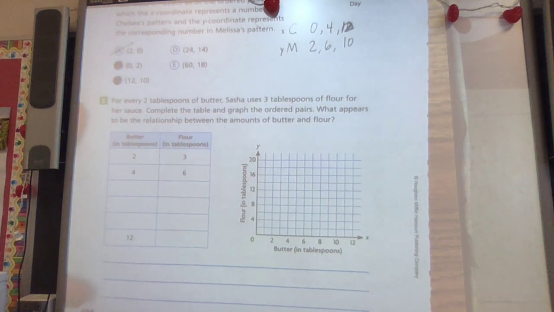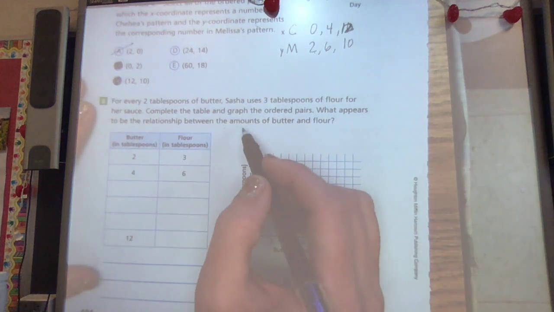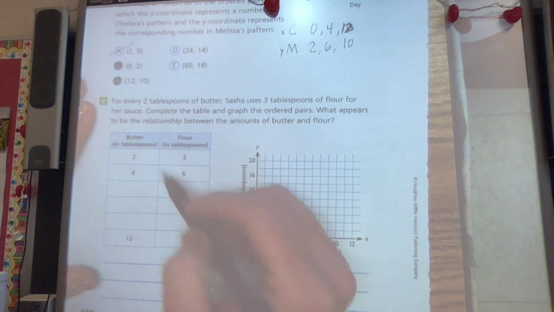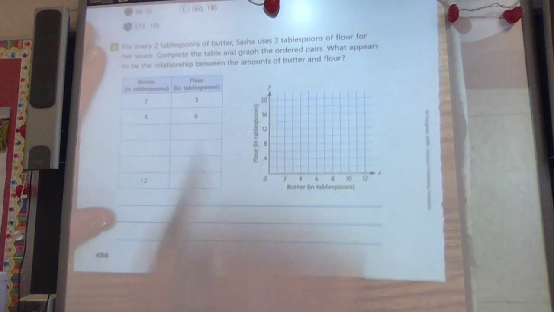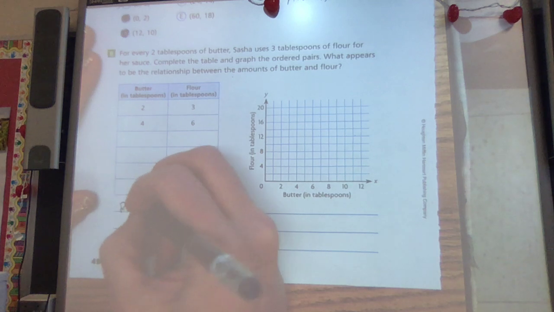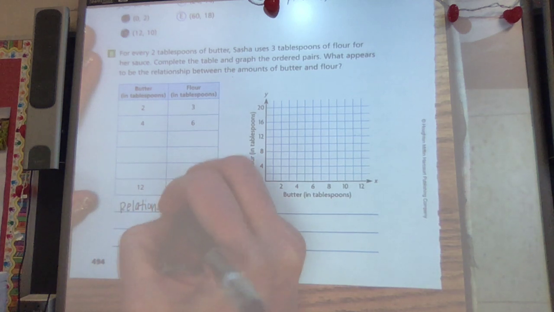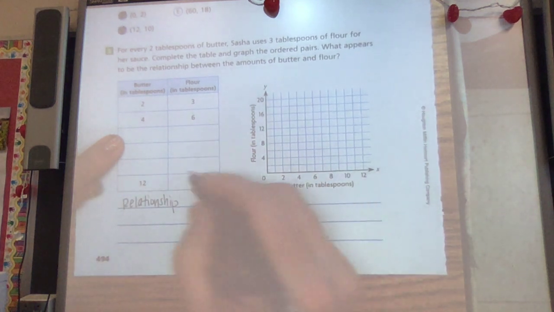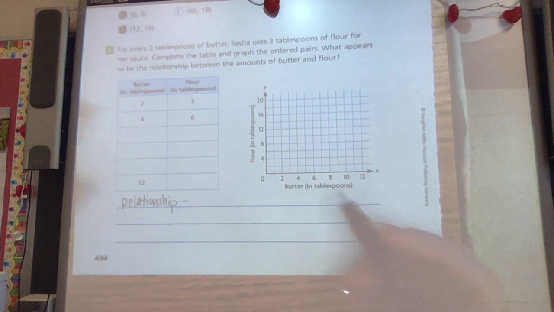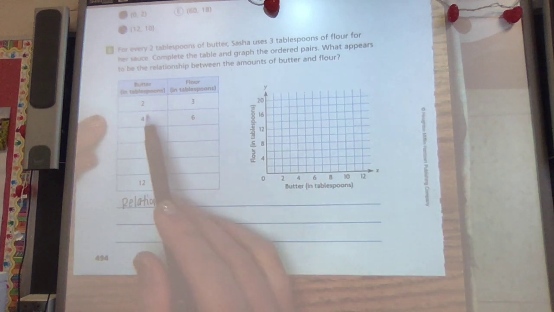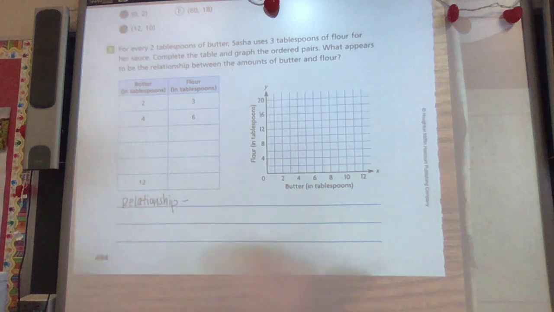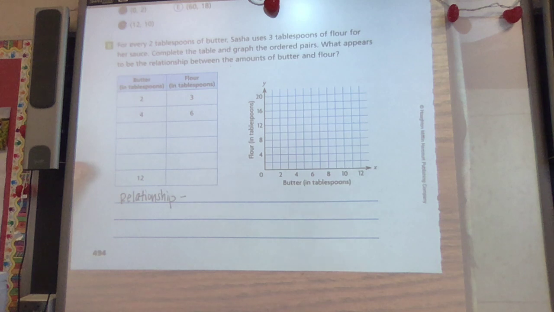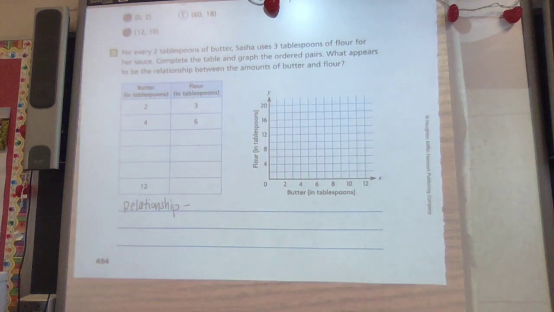And 8. For every 2 tablespoons of butter, Sasha uses 3 tablespoons of flour for her sauce. Complete the table and graph the ordered pairs. What is the relationship? So make sure that you answer what is the relationship. So finish filling out the table, graph it over here, and then tell the relationship, like you always multiply the butter times 2, or whatever you notice about this, okay? And that's what you're going to do to review for today. Do your best.